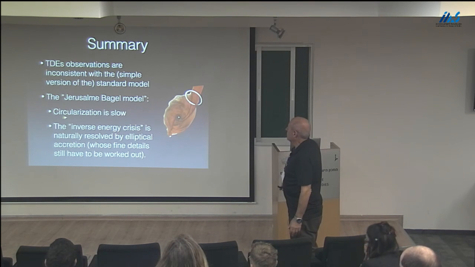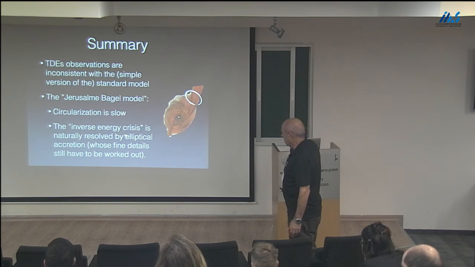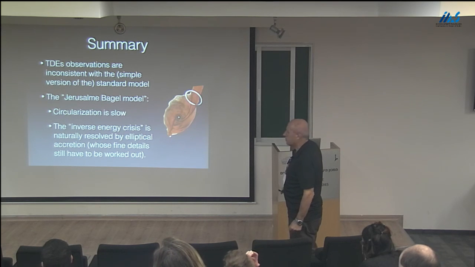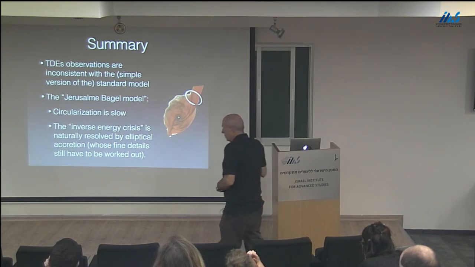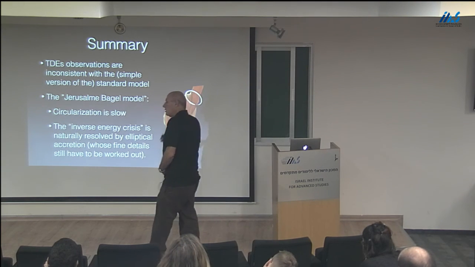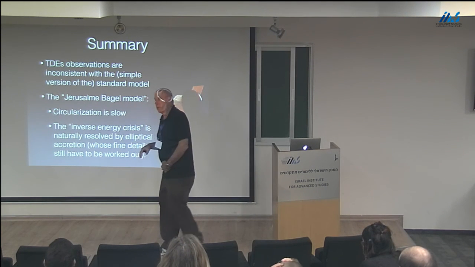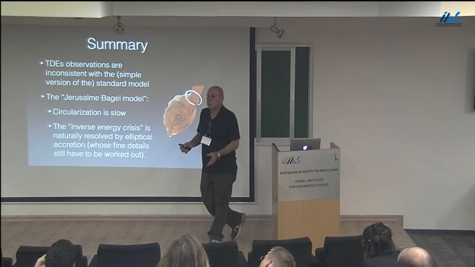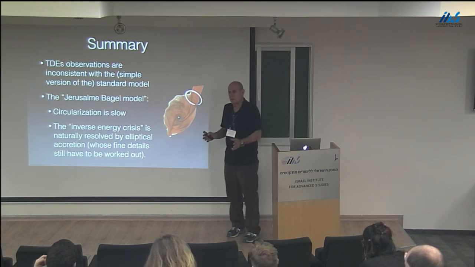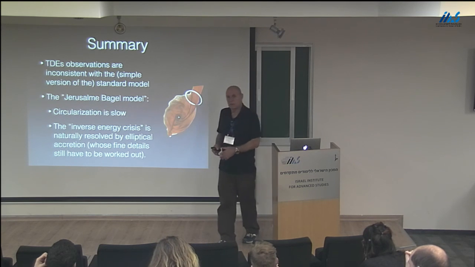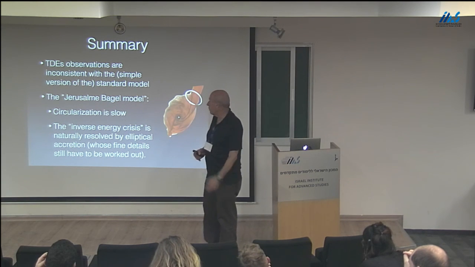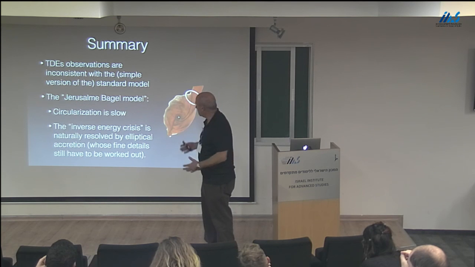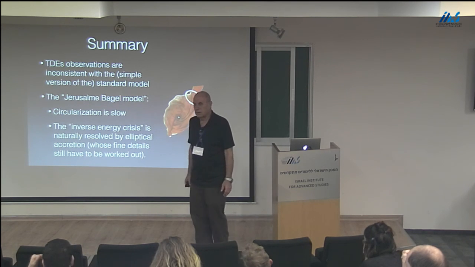This model states that circularization is slow, and the energy crisis is naturally solved by elliptical accretion, in which you simply plunge into the black hole with a lot of energy, without dissipation, without ever converting this energy to thermal energy. And of course, there will be some dissipation, and some of it we'll see in another channel. But this is not the main thing that we see.